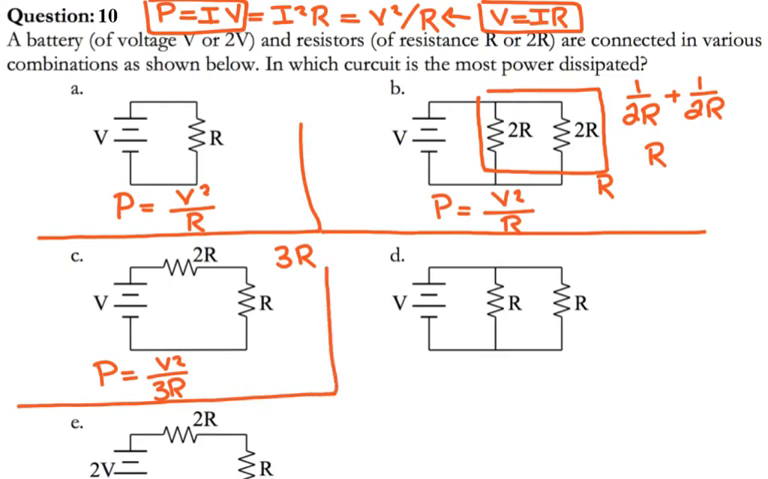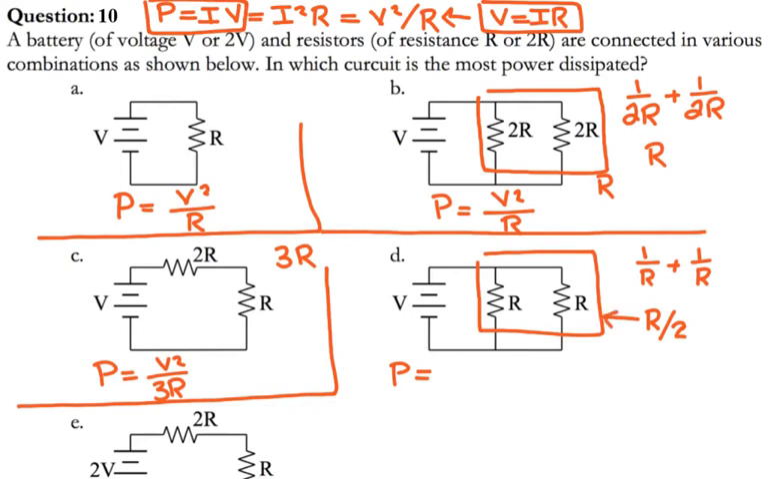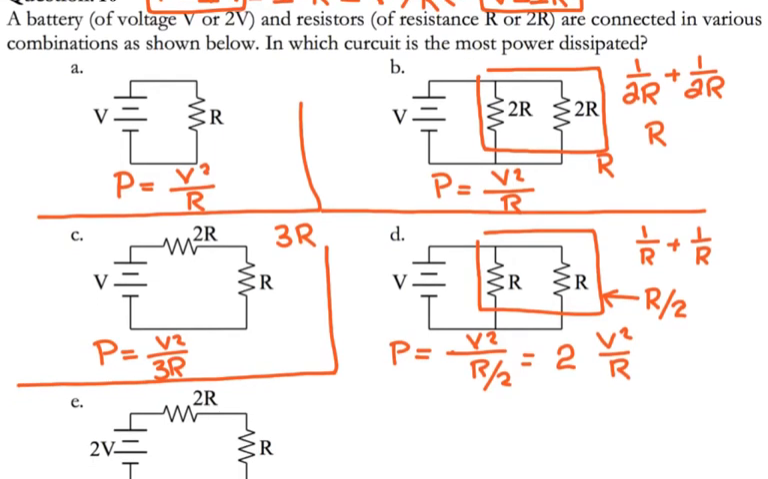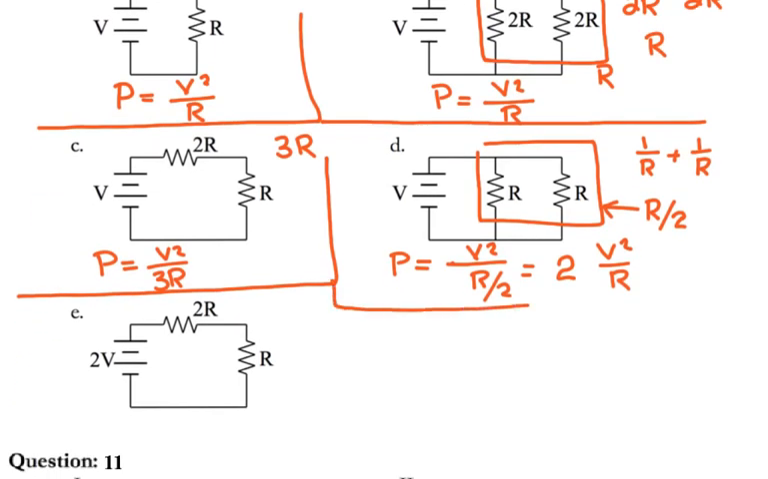And for the fourth one, I have the power is equal to, the total resistance is 1 over R plus 1 over R. That's 2 over R, and the total resistance is going to be R over 2. So I can replace these two resistors with one resistor, which is R over 2. So you have the power is equal to V squared over R over 2, which gives me 2 times V squared over R. So far this one is having the largest power dissipated. So that could be an answer.